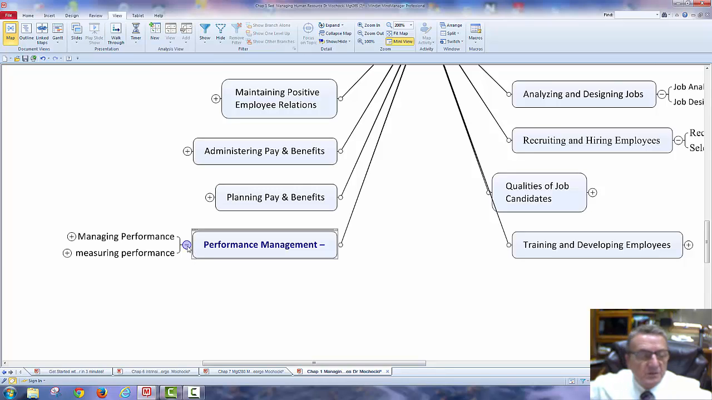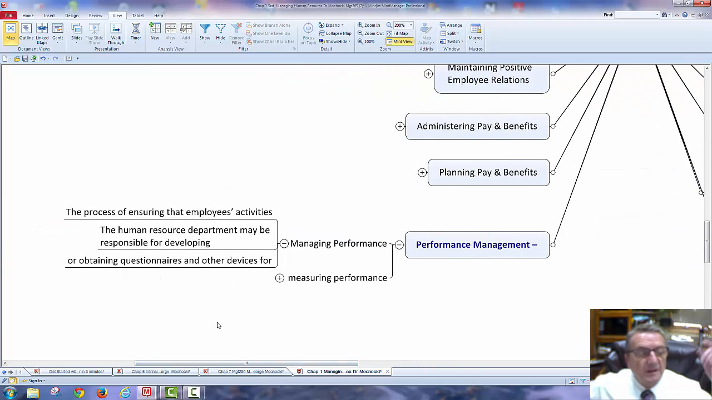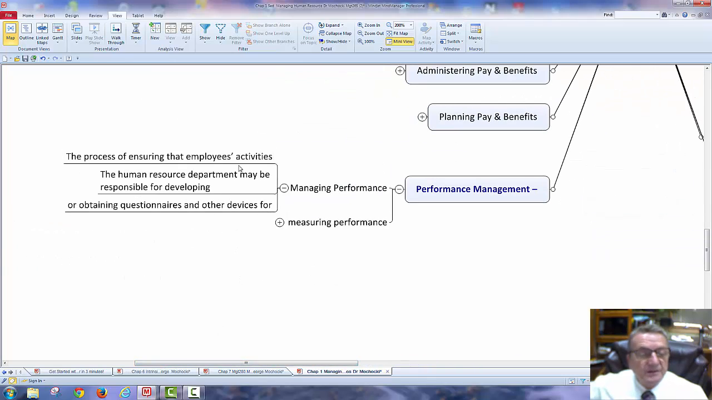Okay. Now, performance management, managing performance. If I'm looking at managing performance, there are several things that I'm going to be looking at. It is the process of ensuring that employees' activities are aligned with goals. The human resource department may be responsible for developing, obtaining questionnaires and other devices.